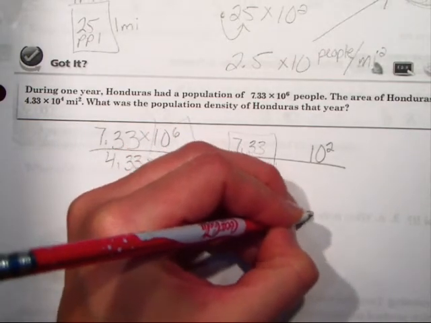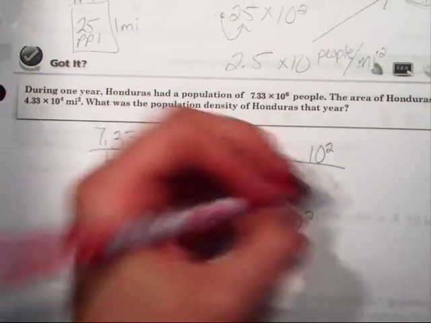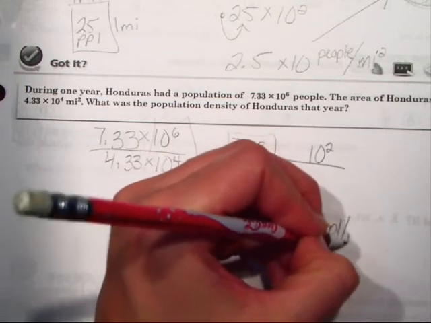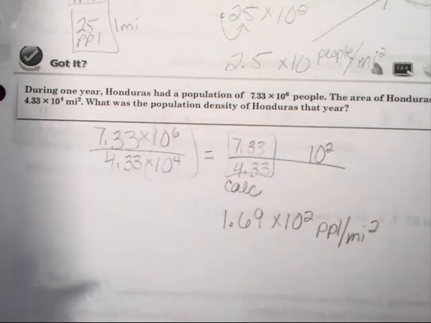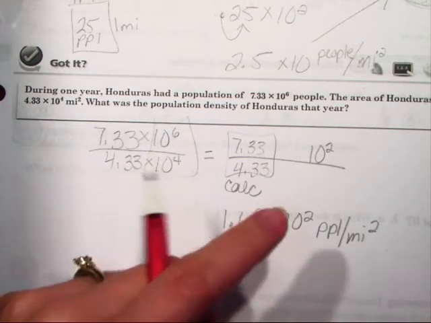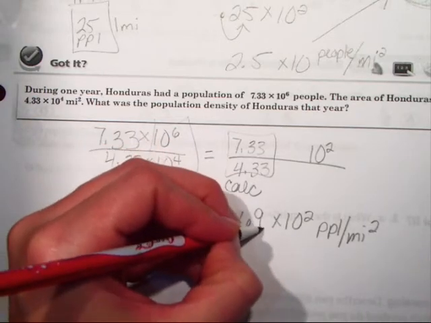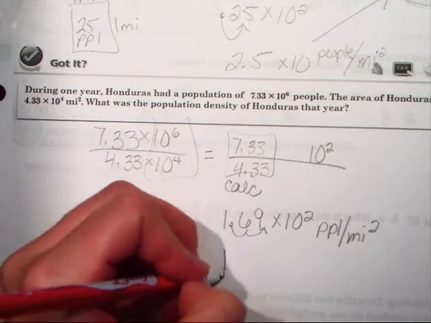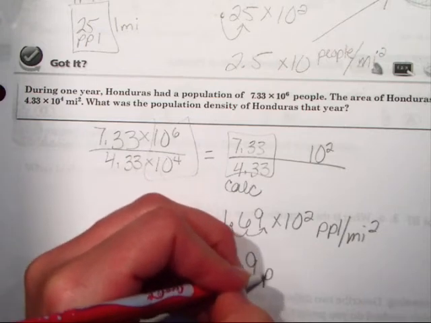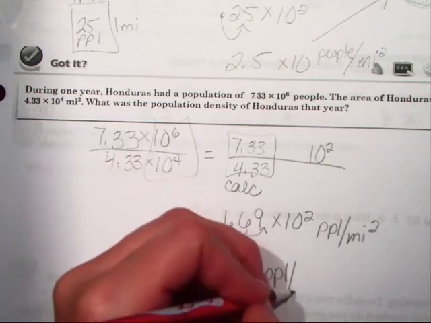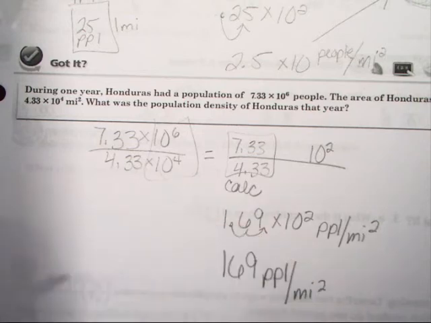Times 10 squared. Well, remember this is how many people there are per square mile. Now, does that make sense that you have 1.69 times 10 squared people? Not really, right? You know scientific notation, you just move that puppy over. That's 169 people in every square mile.